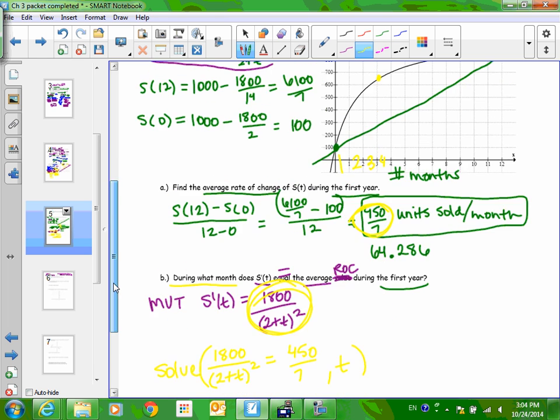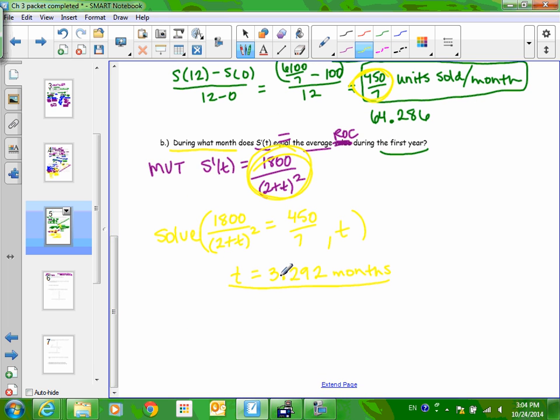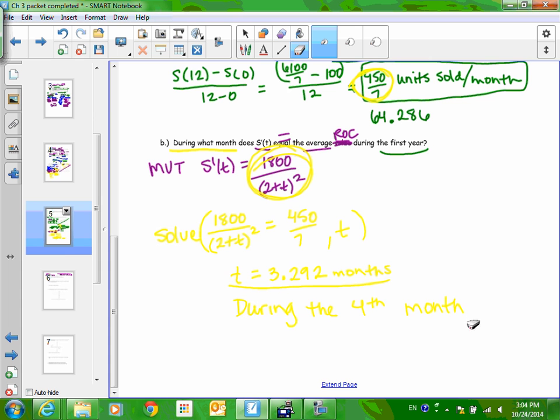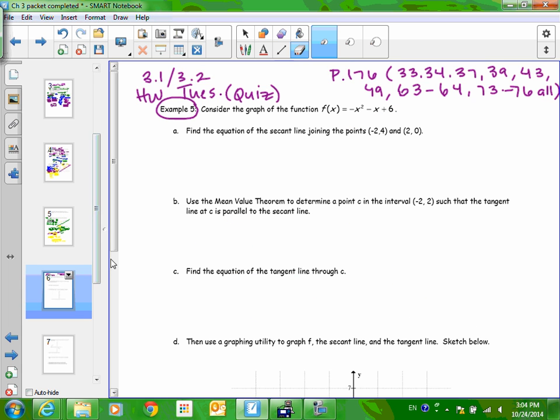3 point something is actually during the 4th month. Think of it this way. 3 point something months, 3 months have passed. All of January, all of February, all of March have passed. You're now into the 4th month. So it would say during the 4th month. Got to be careful with this type of stuff, and we'll continue to work with this. This is the first time we've seen it this year. I don't know why I wrote months. That doesn't make sense. Okay, so here's the next thing that we're going to do.